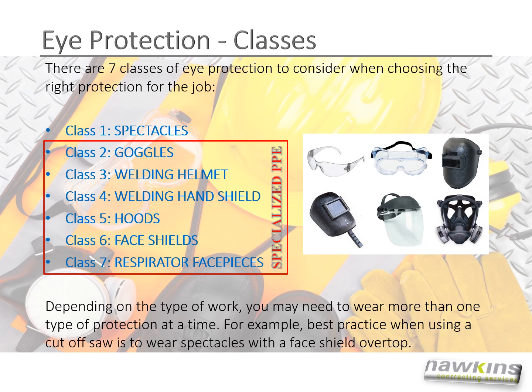There are 7 classes of eye protection to consider when choosing the right protection for the job. The first class, Class 1 spectacles, is general PPE. Classes 2 to 7 are specialized PPE. That includes goggles, welding helmet, welding hand shield, hoods, face shields, and respirator face pieces. Depending on the type of work, you may need to wear more than one type of protection at a time. For example, best practice when using a cutoff saw is to wear spectacles with a face shield over top.